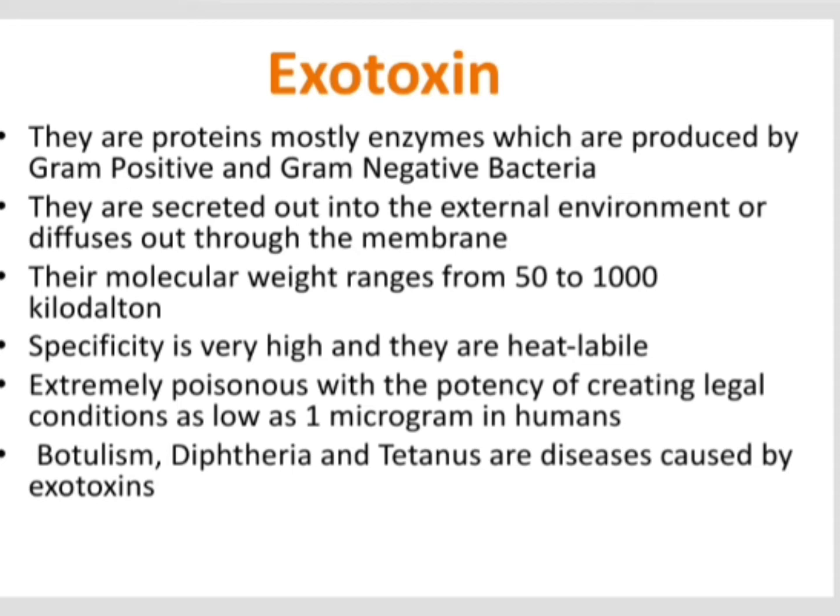Exotoxins are proteins, and most of the exotoxins are enzymes. Most of the exotoxins are produced by gram-positive bacteria. Some exotoxins are also produced by gram-negative bacteria, and they are secreted. They are called exotoxins because they are secreted out into the external environment from the bacterial cell, or they diffuse through the plasma membrane of the bacterial cell. Their molecular weight is from 50 to 1000 kilodalton, and their specificity is very high, but they are very sensitive to heat.